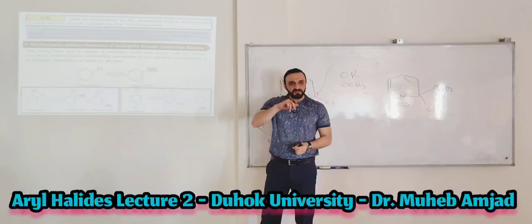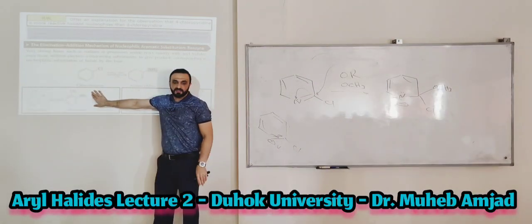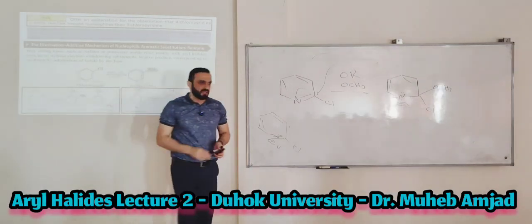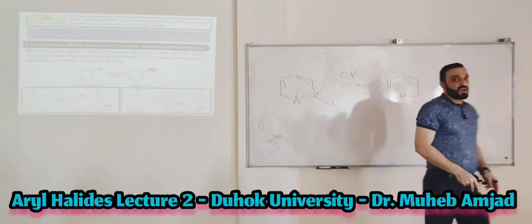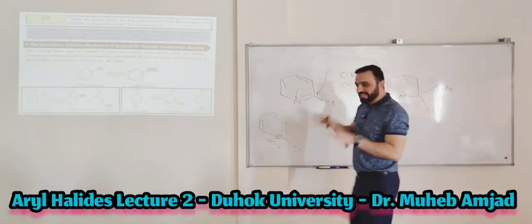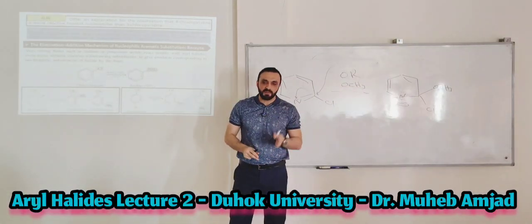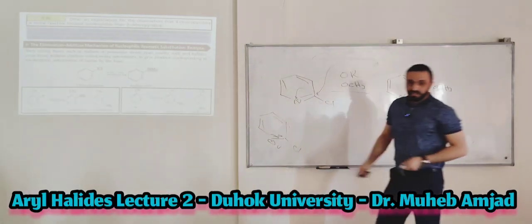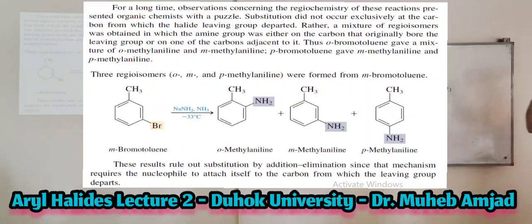If we say addition-elimination mechanism, that gives you just one product. But here it is not the addition-elimination mechanism, because it gives you two isomers, one with ortho substitution and the second with meta substitution. This is the second problem in this type of reaction. By what mechanism does this reaction happen? So from this point, we look for another explanation.